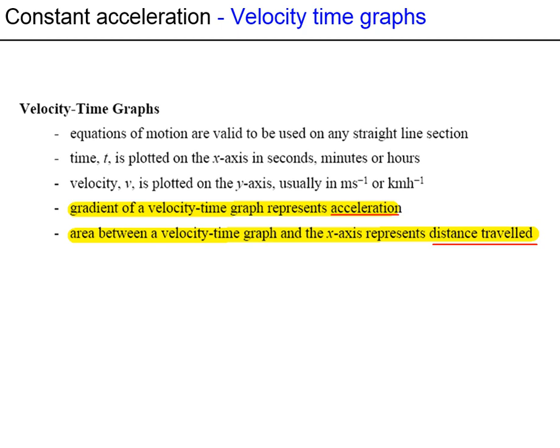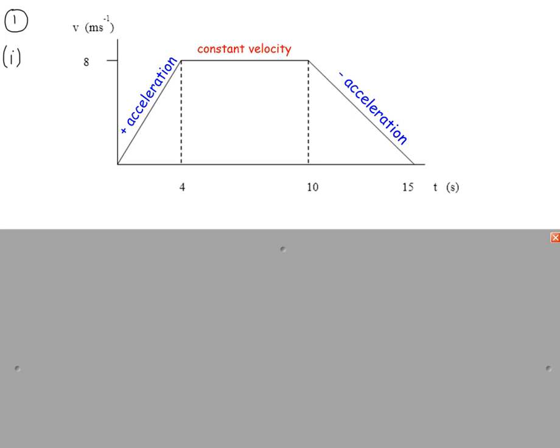Velocity time graphs. The gradient this time will represent acceleration. In this graph, the gradient of the graph represents acceleration, and then where the graph is horizontal, we have constant velocity. Here, the velocity in this region is 8 meters per second, and it's not changing. So an object continues to move with the same constant velocity. And then we have deceleration or negative acceleration until the object comes to a stop.